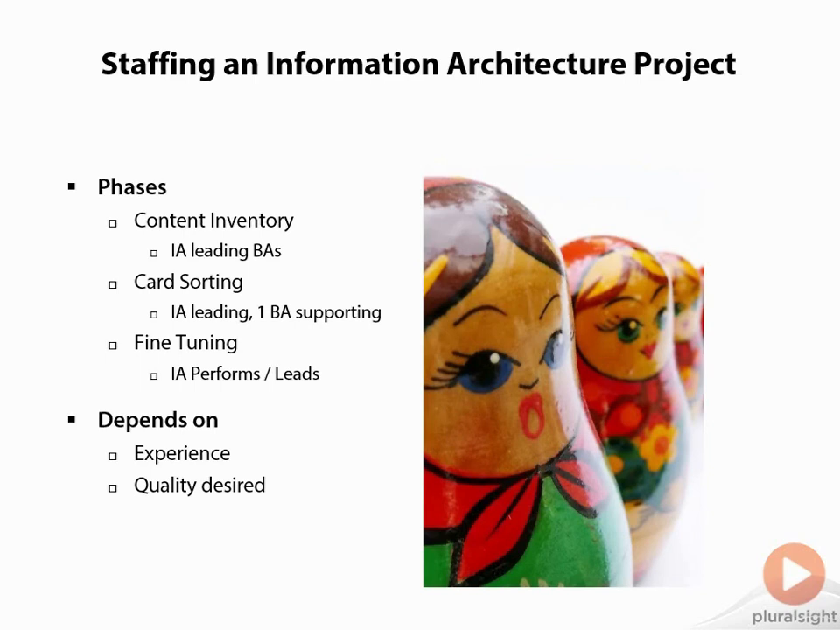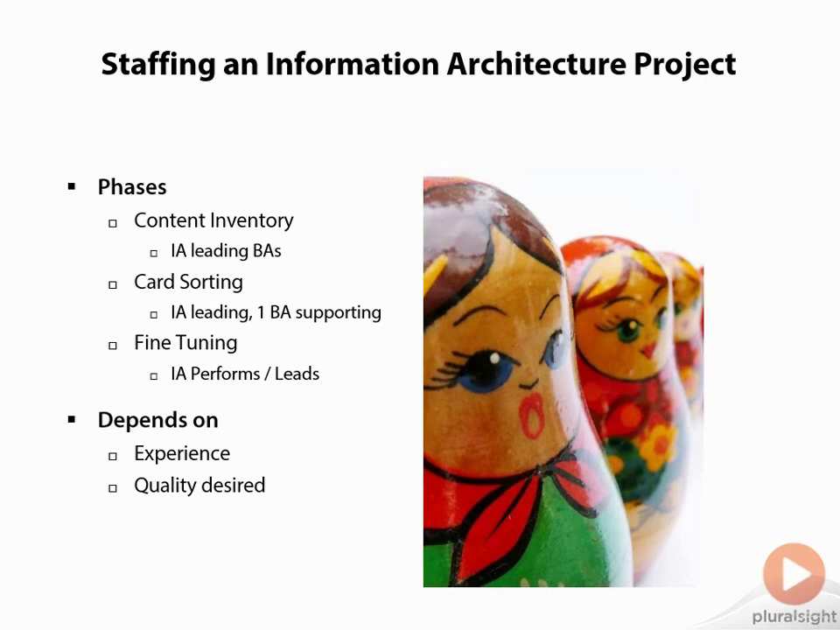Then you do your card sorting, both your open and closed card sorting, and you're going to have an IA leading and generally one BA supporting. This BA that's supporting is typically assisting with facilitation. It might be more than one if you're doing a lot of groups simultaneously, but it's generally 2 people-ish facilitating card sorting. The last little bit is fine-tuning. Generally, the information architect is going to be the person doing this process. They're going to be working on fine-tuning, and, well, these 2 groups had this, which answer is better, and how do we test that?